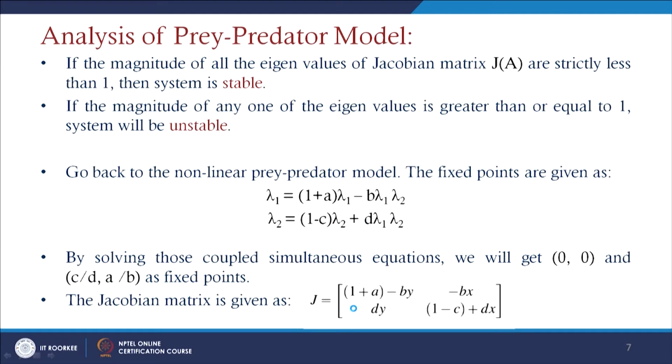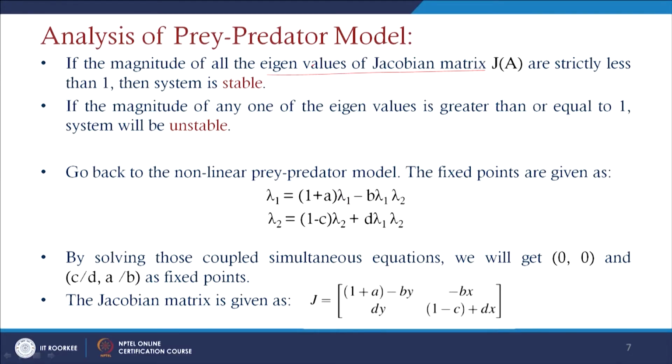And if we go for a further analysis of this prey-predator model, if the magnitude of all the eigenvalues of this Jacobian matrix J of A are strictly less than 1, then we can say that the system is stable. And if it is greater than or equal to 1, then we say the system is unstable here. And this we have already discussed in the previous lectures.